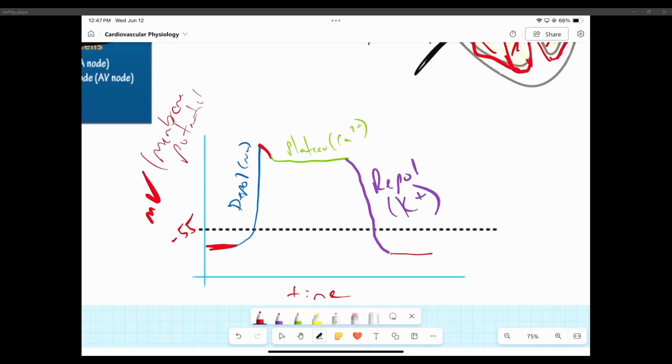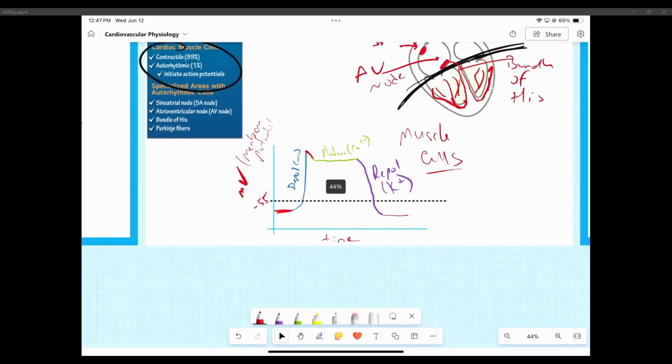Any questions on this one? Okay. So remember, this is muscle cells. This is not the autorhythmic cells. We're going to talk about the autorhythmic cells in a second. Everyone good on the ventricular muscle action potential? Okay.